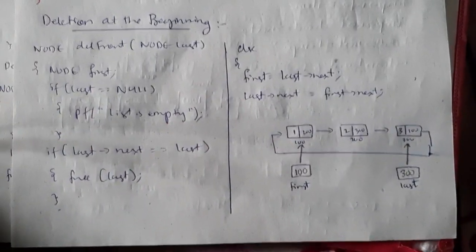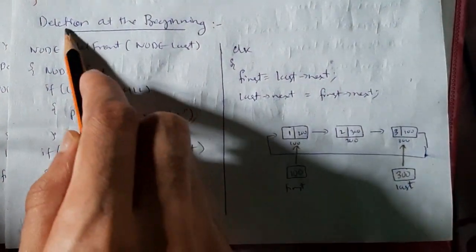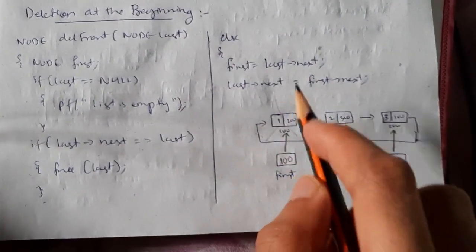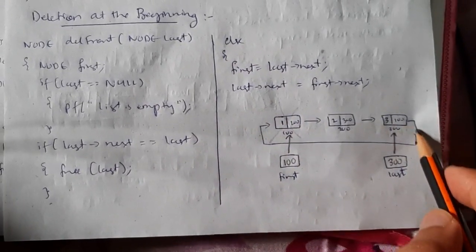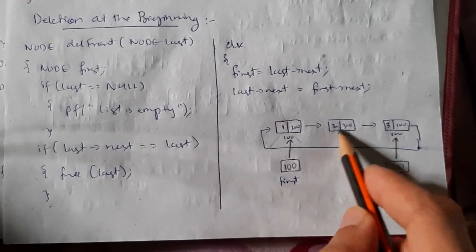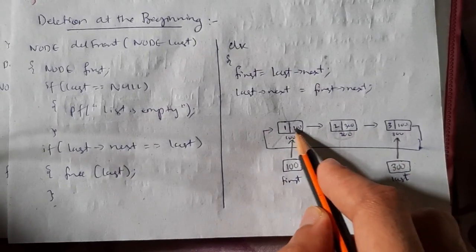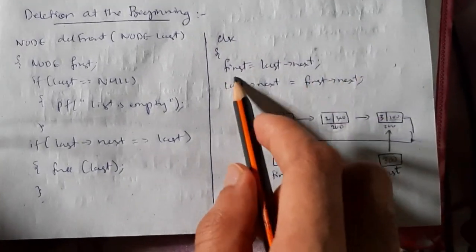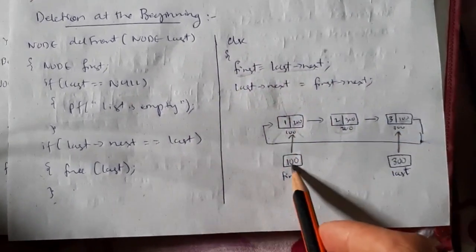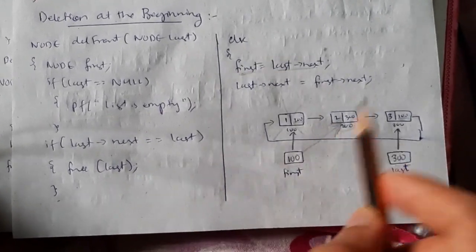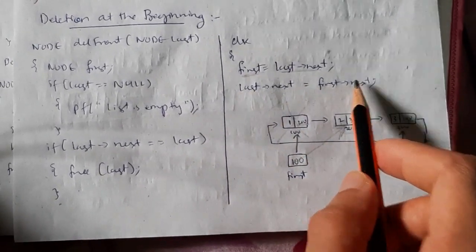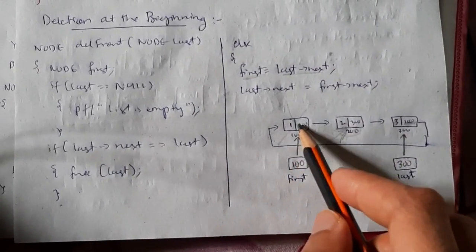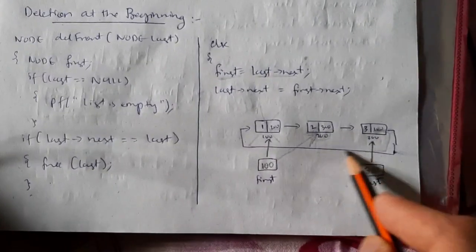Let's look logically at what can happen in deletion at beginning. Suppose this is the list. Deletion at beginning means this node should be deleted. If this node is deleted, what changes will happen? This one will be pointing to this one. So where will I get this location? This will be present in first arrow next. So what is this? This is last arrow next. So the first line will be first is equal to last arrow next. So first will point to last arrow next. Then last arrow next is equal to first arrow next. What is last arrow next? This one. This one is equal to first arrow next, means first is pointing to this, right? First arrow next is 200, so this will be pointing to 200 here.